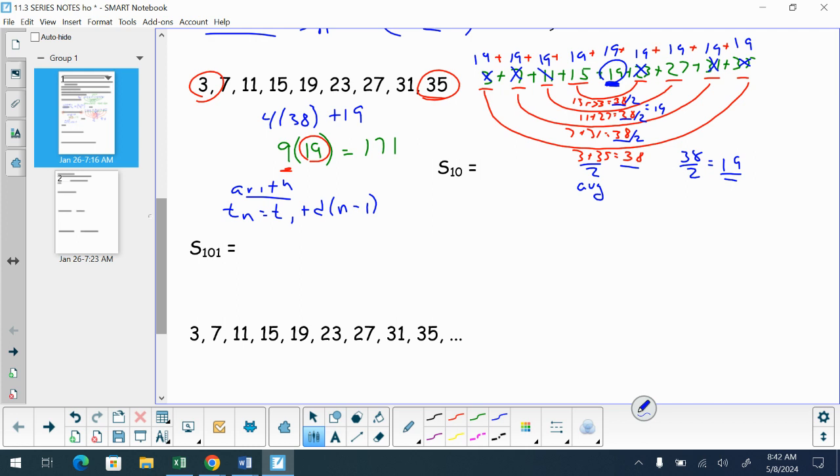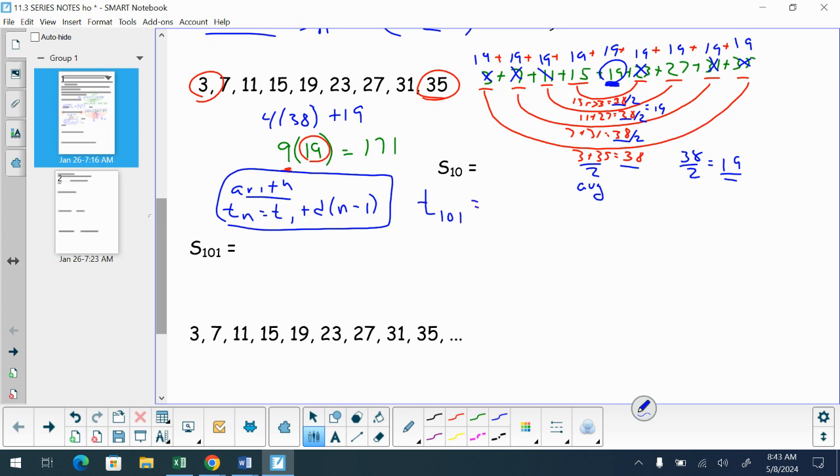Because if I have 101 terms, what I'm asking for in the next one, I'm not going to go, okay, 3, 7, 11, 15, 19, 23, 27, 31, 35. That gives me 9 terms. Well, my 10th term is going to be 39. My 11th term will be 43. I'm not going to count out 101 terms. But we can find our 101st term by knowing our first term, our common difference, and the term number we're trying to find.